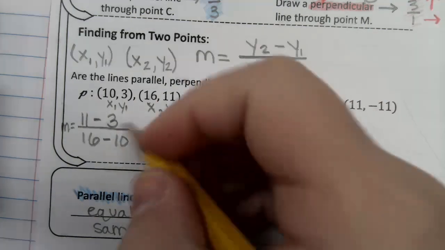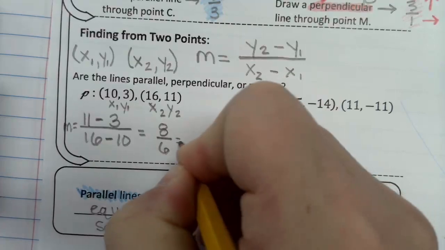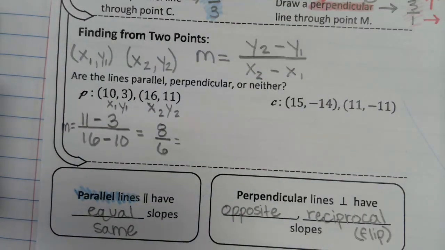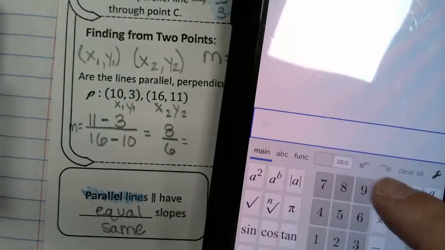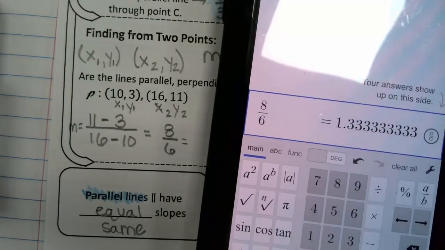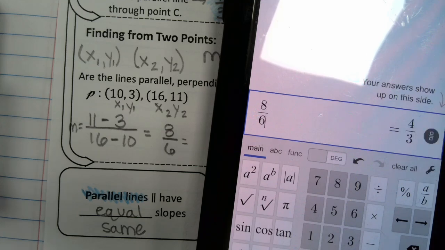6. Alright, now, simplifying fractions, if that brings back some trauma in your life because you're like, fractions? What? I hate fractions. That's okay. We have this handy-dandy thing called Desmos and a calculator that will simplify it for us. 8 over 6. We have this little fraction button. We don't want slope as a decimal. We do want it a fraction. And we get 4 over 3.